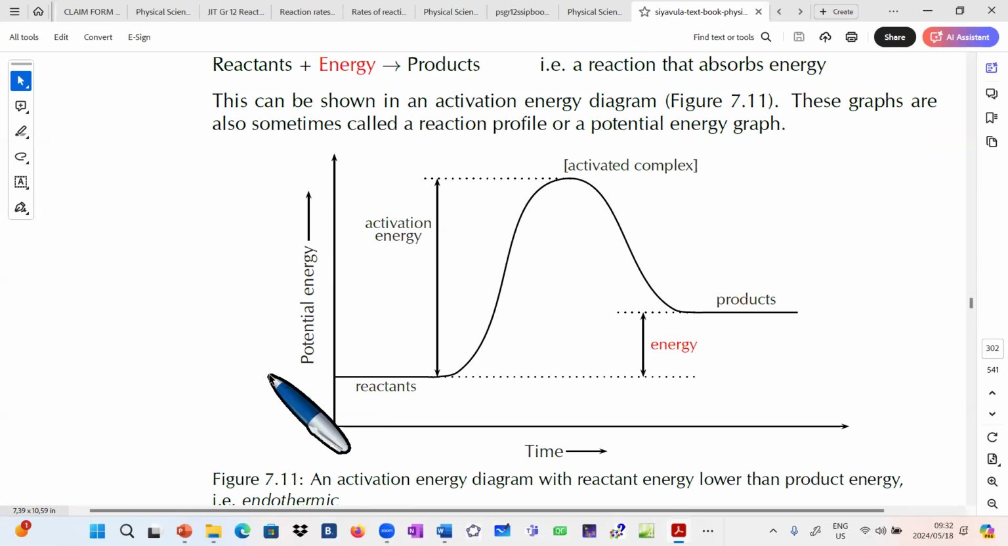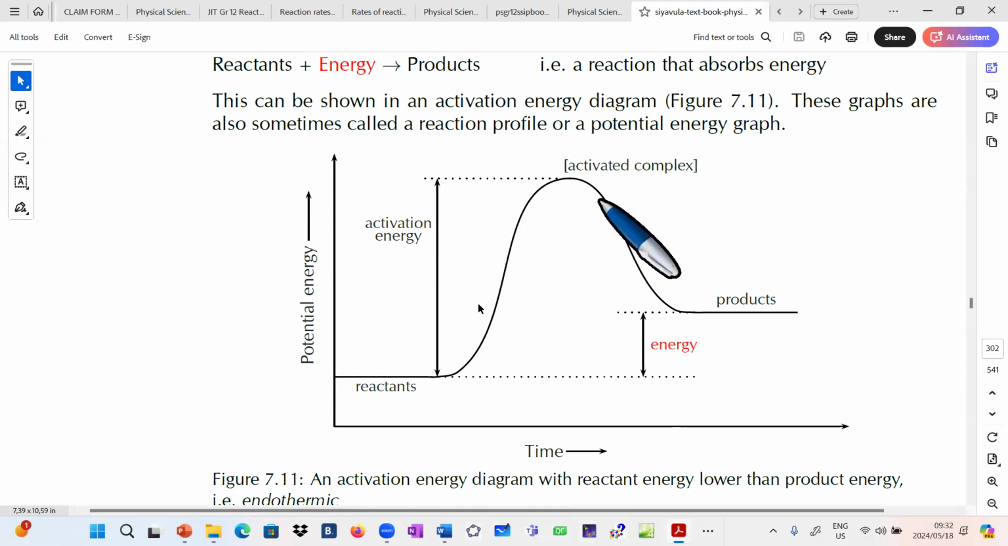Now if you look at potential energy, that increases as time increases. And if you look at the reactants at the end, the products are also there. This can be shown in activation energy diagram 7.11. These graphs are sometimes called the reaction profile or potential energy graph.